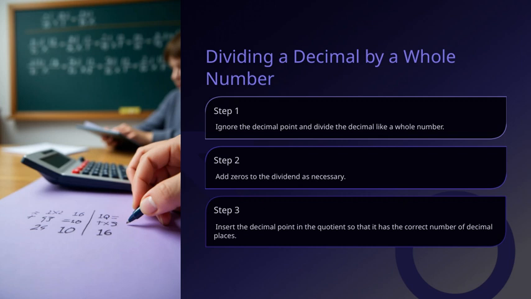Finally, after we perform the division, we need to place the decimal point in the quotient. The crucial part here is ensuring that the decimal point in the answer has the correct number of decimal places, matching what we expect based on the original problem. This process is fundamental because it connects the idea of dividing decimals with the familiar process of dividing whole numbers, keeping the overall theme of understanding decimal operations clear and consistent.